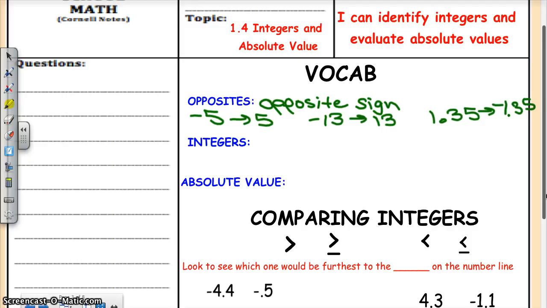Integers. Technical name for integers is whole numbers and their opposites. Whole numbers are 0, 1, 2, 3, 4, like counting numbers, and then their opposites. So, you can write that down. Whole numbers. Notice how I abbreviated numbers. I use the hashtag symbol. Whole numbers and their opposites.